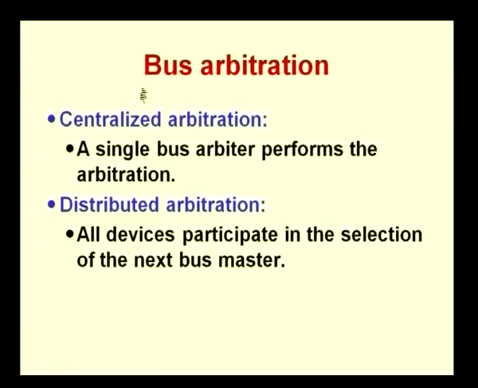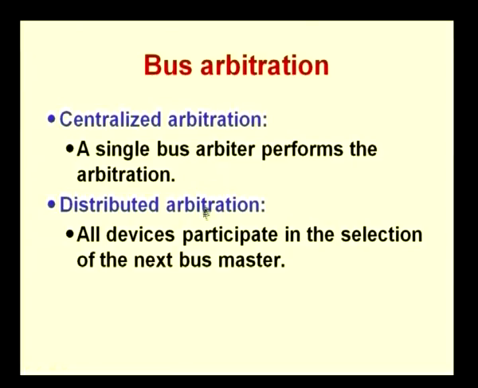There are normally 2 schemes that are used. One is called the centralized arbitration mechanism and the other is called the distributed arbitration mechanism. In the centralized arbitration mechanism, we have a special device called the arbiter, a single bus arbiter which is responsible for performing this arbitration. This special device takes the requests from the different units which want to become the bus master and then determines who has to become the bus master. It is a centralized unit responsible for doing this arbitration. This is one style in which the arbitration can be done.